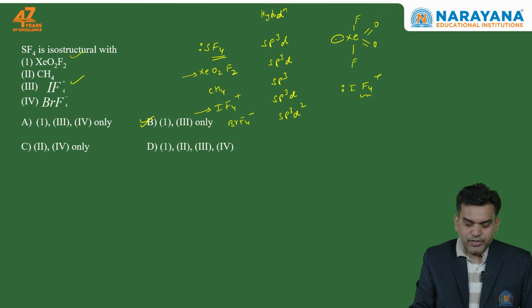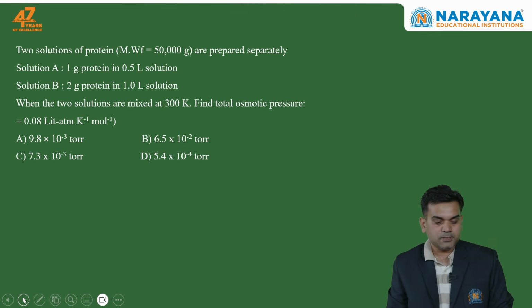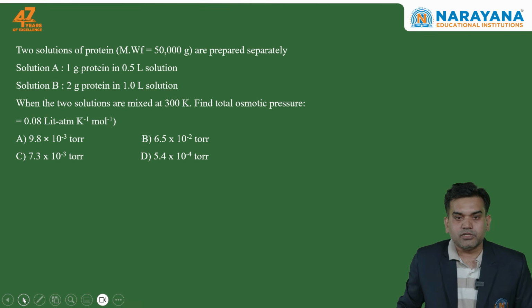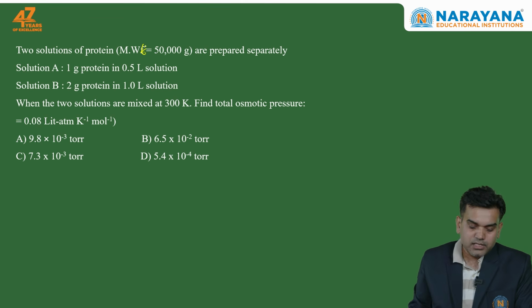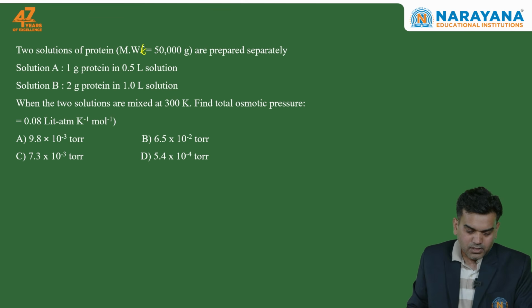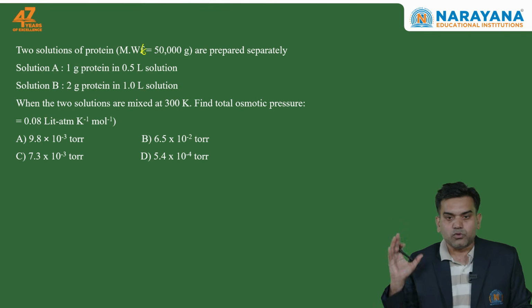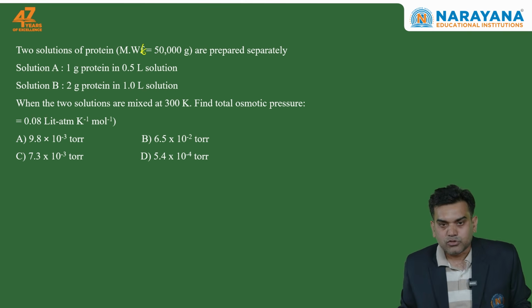Okay, now we can move to the next question. This question is from colligative properties. Two solutions of protein with molecular weight 50,000 grams are prepared separately. Don't get shocked that molecular weight can't be 50,000. It can be lakh, it can be 2 lakh, because proteins and all these things are polymers. So polymers can have these giant values of molar mass.